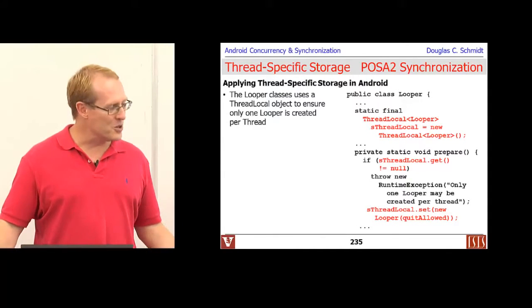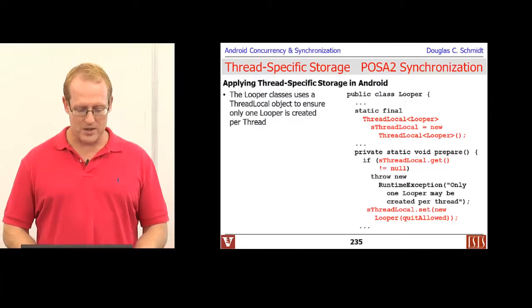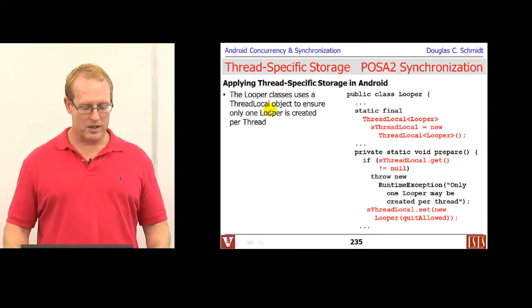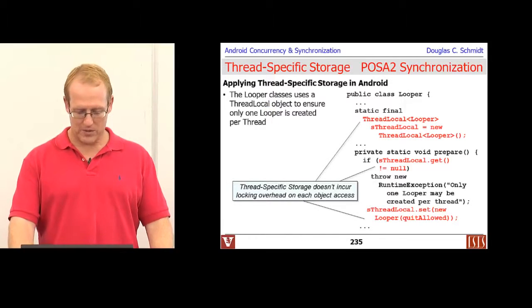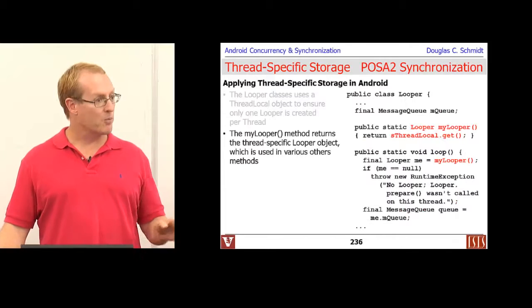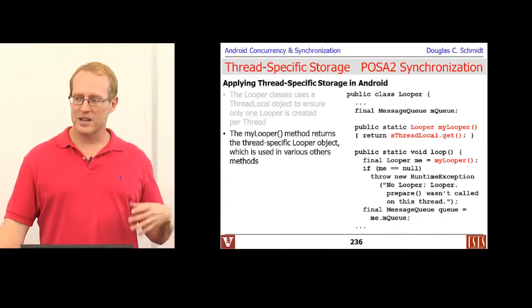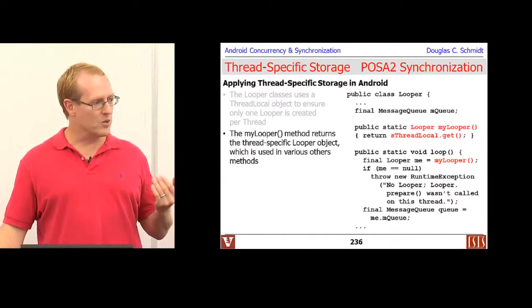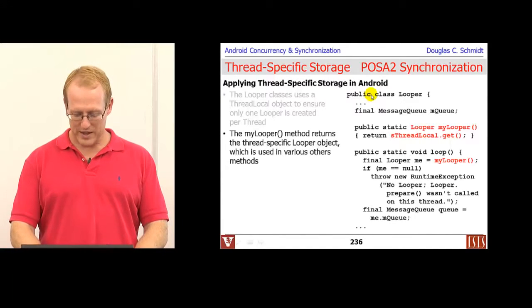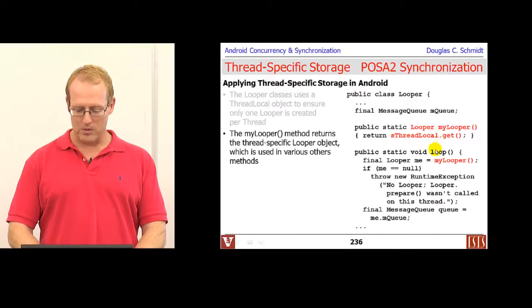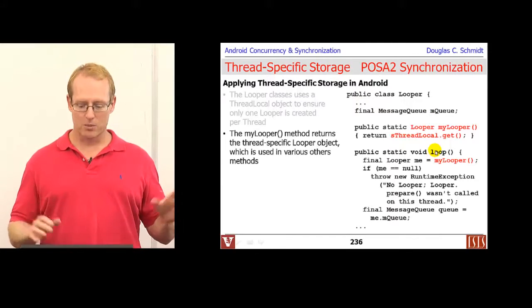Now, how does this stuff get used? Well, this goes back to what we looked at before. You can see that the looper class uses a thread local object in order to make sure that there's only one looper. We looked at that before. No locking overhead that goes on there. There's also a bunch of helper methods that are part of this implementation that are used to get the thread-specific looper. So this is kind of an interesting one. This is one that's called myLooper, and myLooper gets used in various places in the looper implementation.